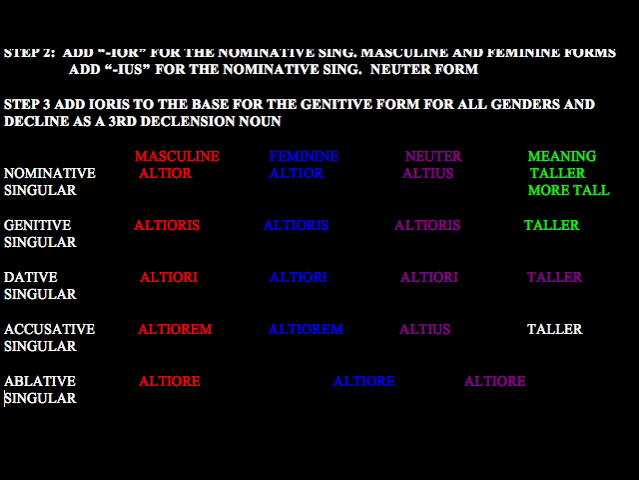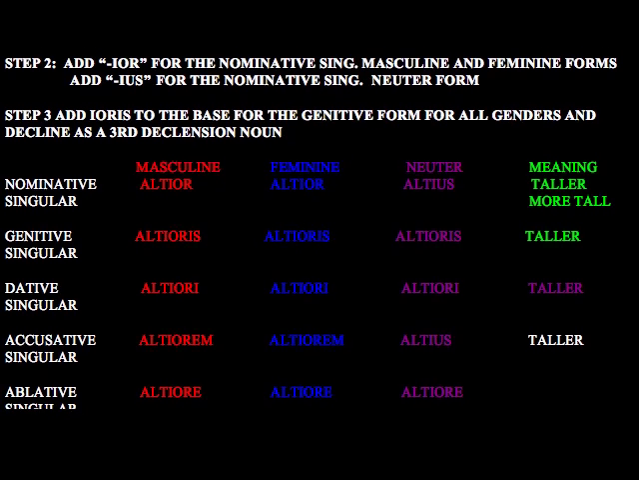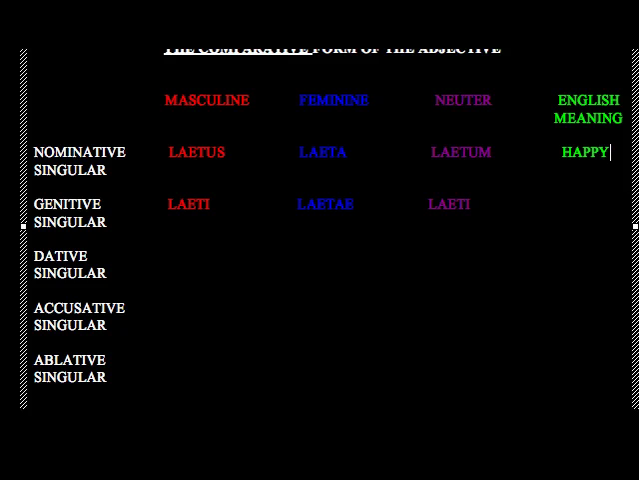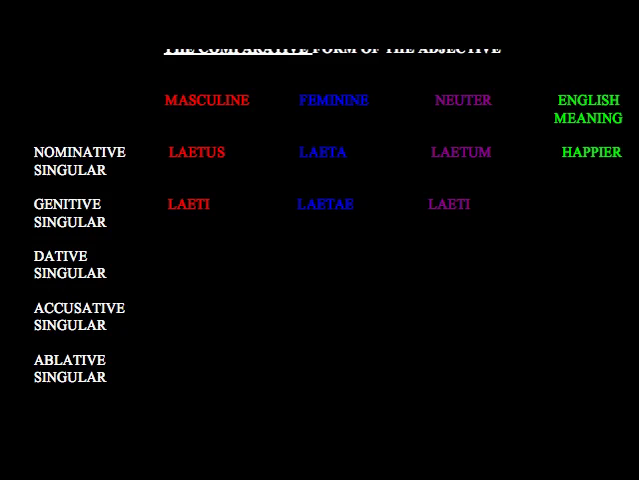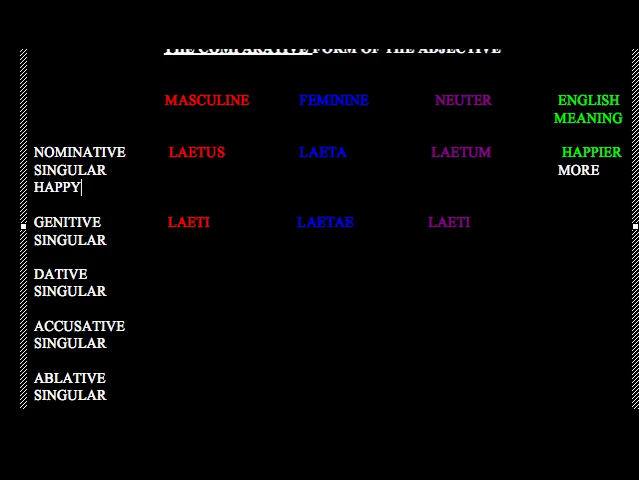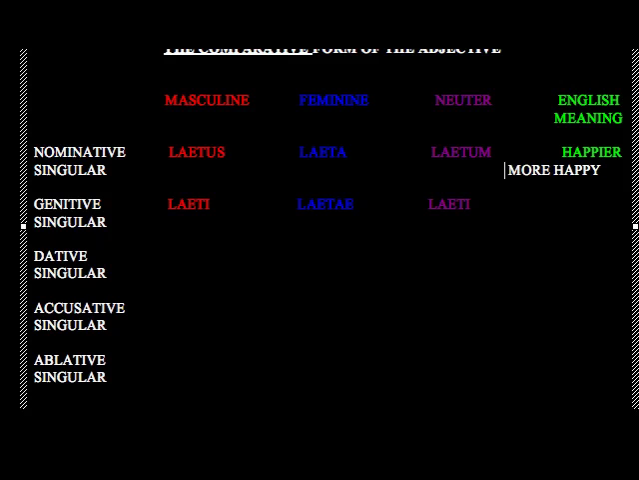Altiore, altiore. Okay. So, let's try another one of these out. We have the adjective laetus, laeta, laetum. The genitive of that is laeti, laetae, laeti. So the English meaning is happy, but our comparative meaning is going to be happier, or, as we said before, more happy. Beautiful. And again, we go to the base, which here is going to be laet.